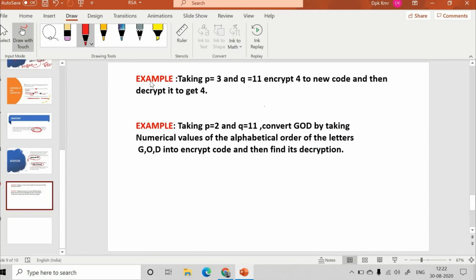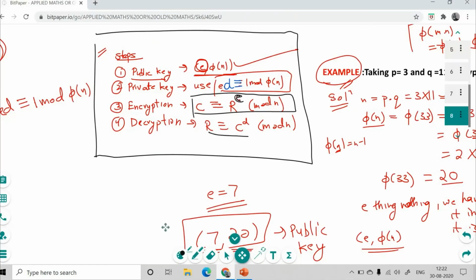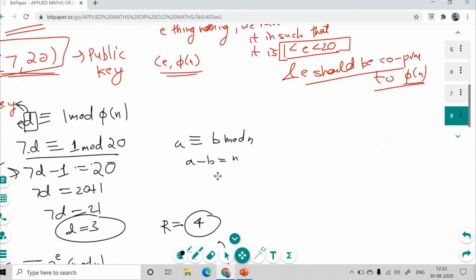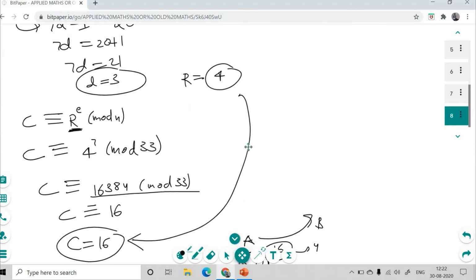So this is the example. This example I will be taking in a separate video, maybe later on, because this is a HOTS question, which is very interesting. Okay, so we are done with the RSA thing now. So I hope you got most of the concept I told you today.